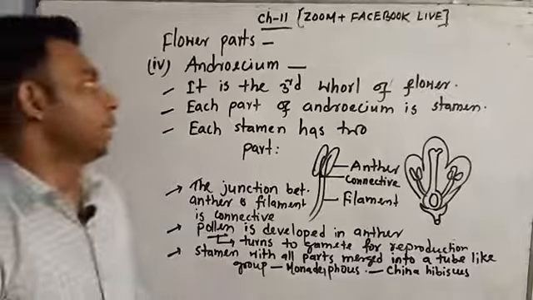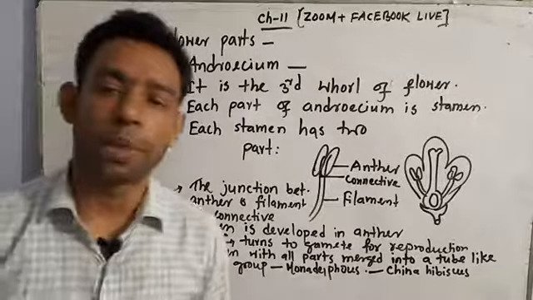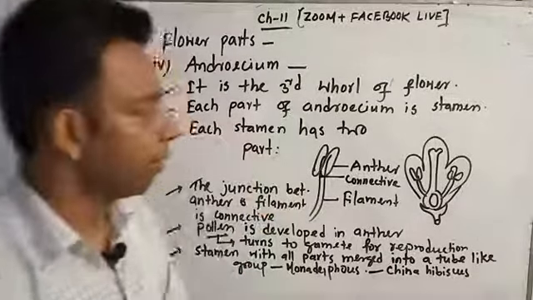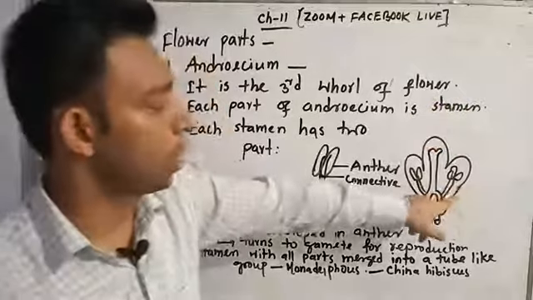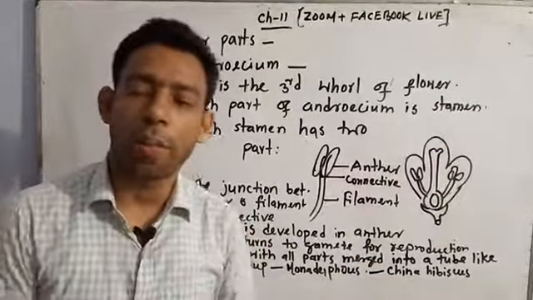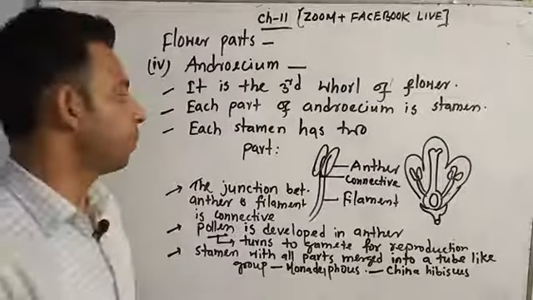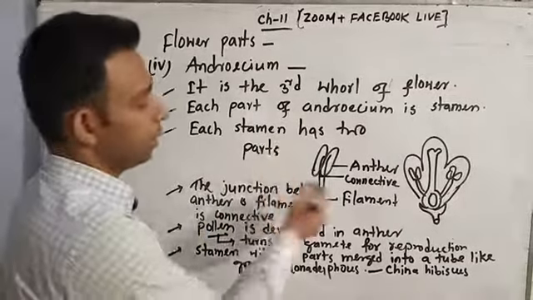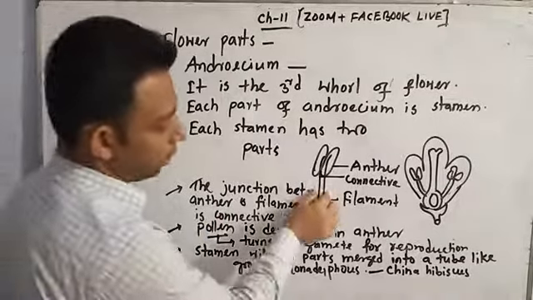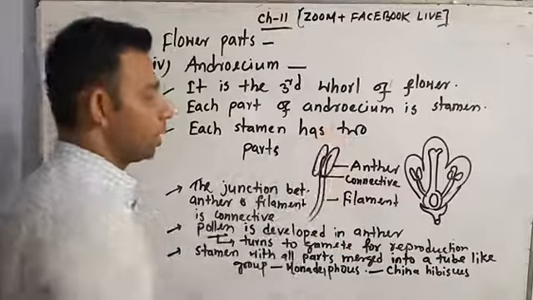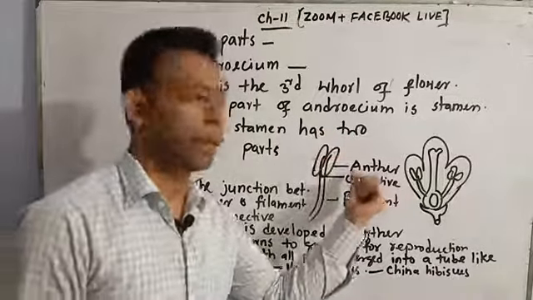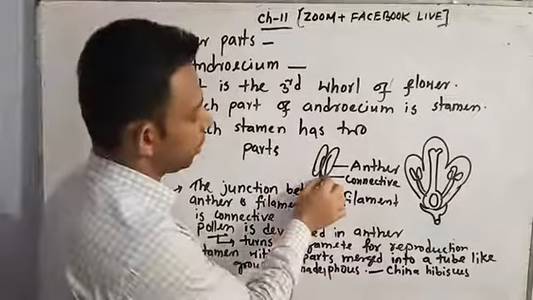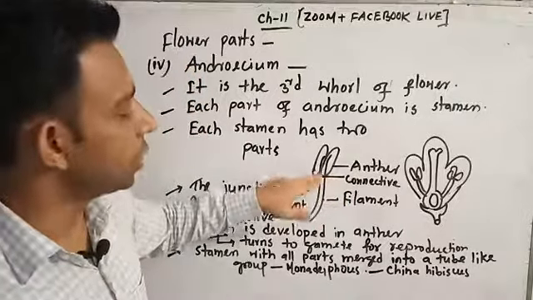Some categories are also there. So what we actually learned about androecium is that it is the third role of the flower. Each part of androecium is called a stamen, and all the stamens combined are the androecium. Each stamen has two parts: the tube-like filament, and the top part, the anther. The junction between anther and filament is called the connective.